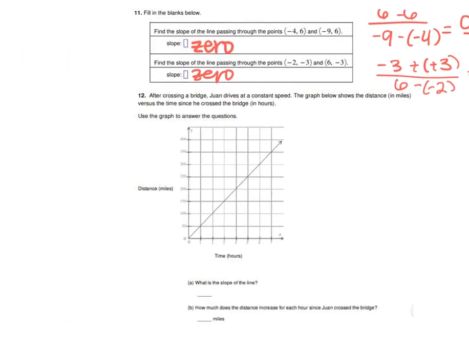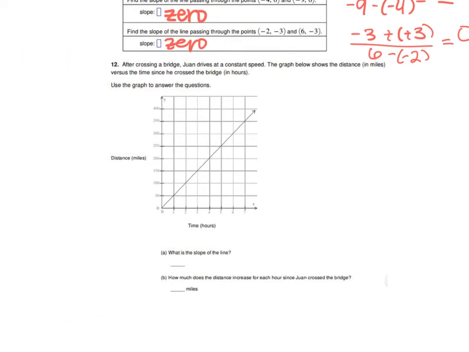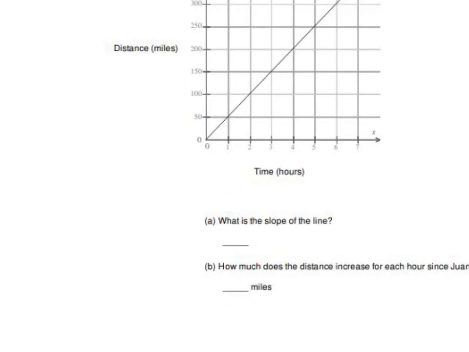Now if we look at problem 12, it says after crossing the bridge, Juan drives at a constant speed. The graph shows the distance in miles versus the time since he crossed the bridge in hours. What is the slope of the line? I'm going to pick a nice point. I'm going to pick this point, 1, 50.